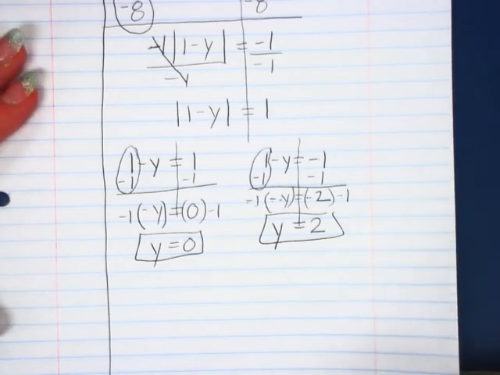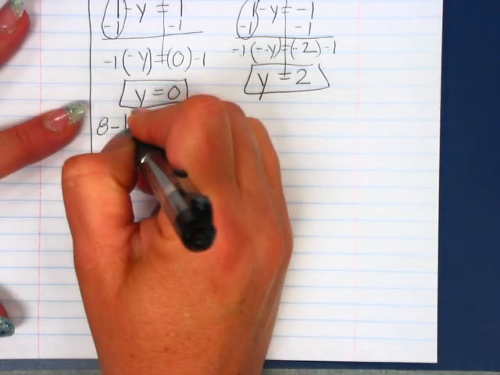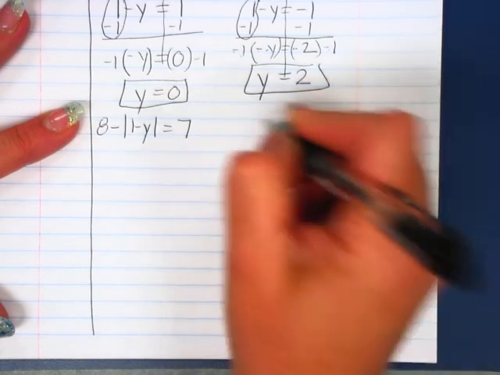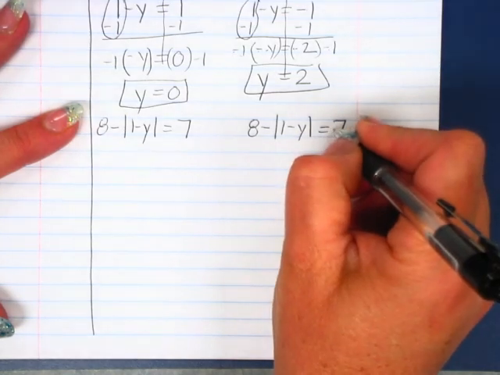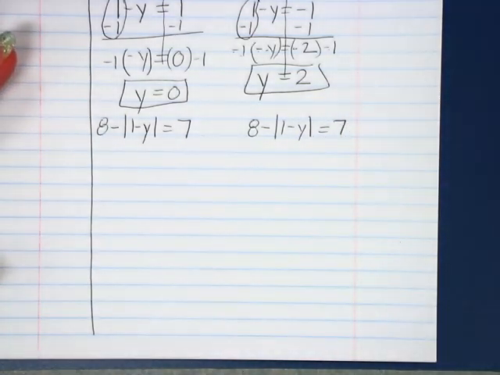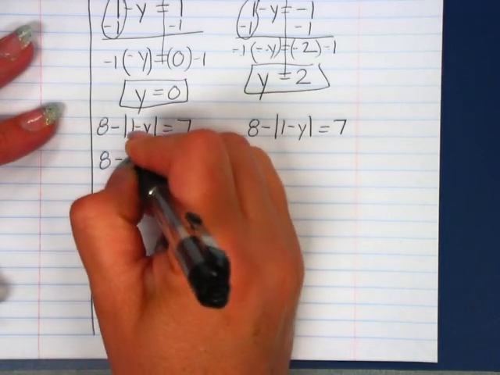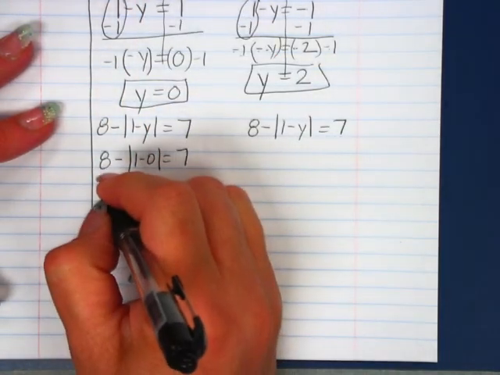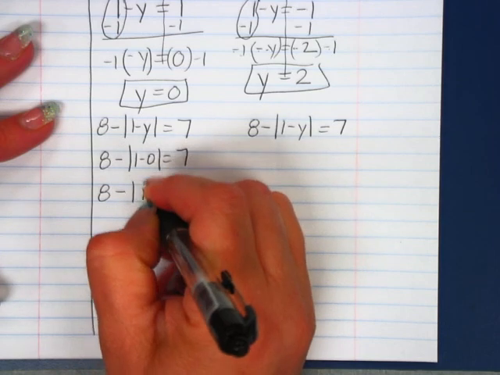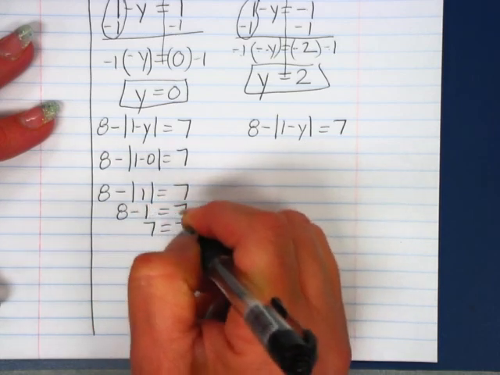So now I'm going to check it, make sure it works. Write down the original problem. 8 minus the absolute value of 1 minus y equals 7. Or excuse me, equals 7. And we're going to see, sorry about that. So now we're going to see if we plug in the 0, if it works, and the 2. So we're going to plug in the 0 first. 8 minus 1 minus 0. Again, it's keeping everything on its side. 1 minus 0 is 1, and the absolute value of 1 is 1, and 8 minus 1 is 7.